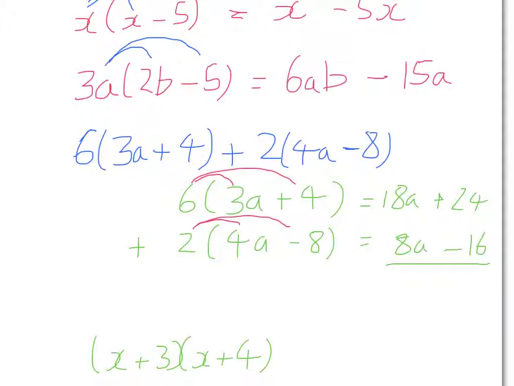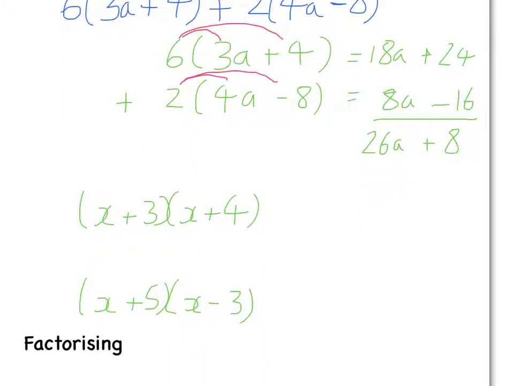So what we need to do now is we need to collect together any like terms, so any parts that are the same. So in this question we've got a's which we can collect together, and we've got numbers we can collect together. So what is 18a plus 8a? Well, that is 26a, and then we've got 24 minus 16. Well, 24 take away 16 is 8, so it's plus 8.